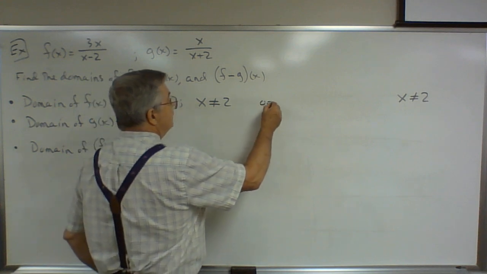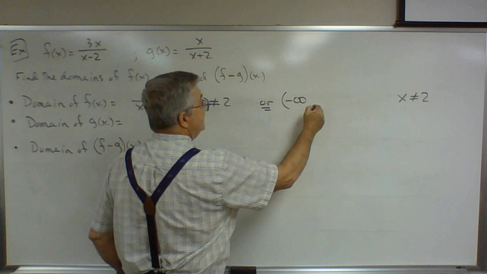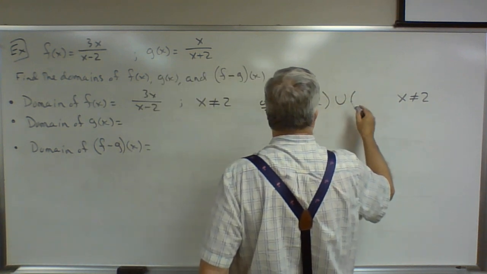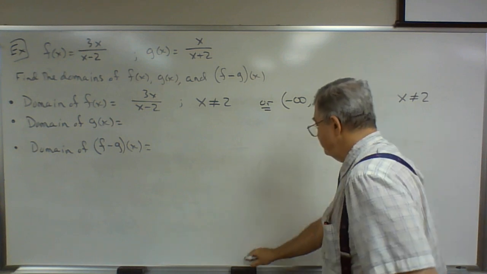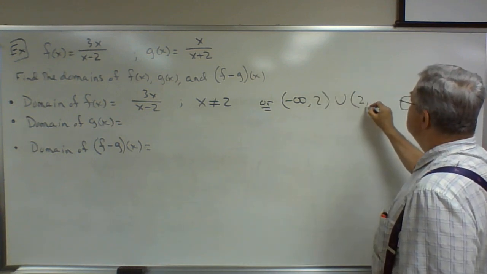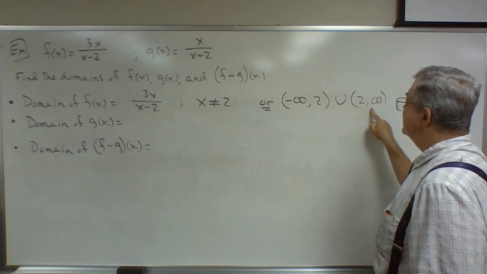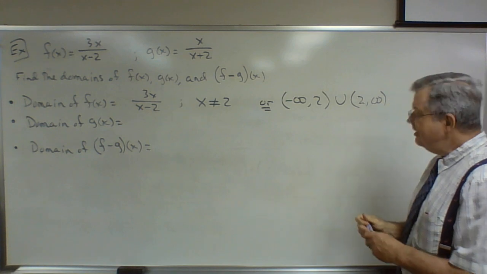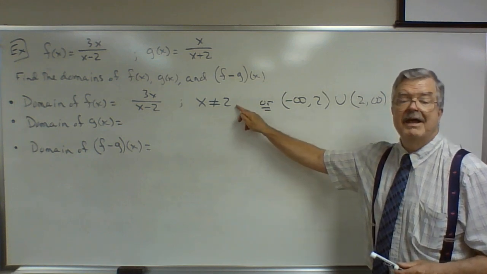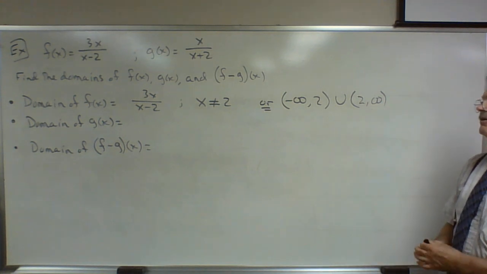Or we could do this in interval notation. Negative infinity to 2, together with the set 2 to infinity. The union of these two intervals is the entire set of real numbers minus x equal 2. So here's the domain of f of x.